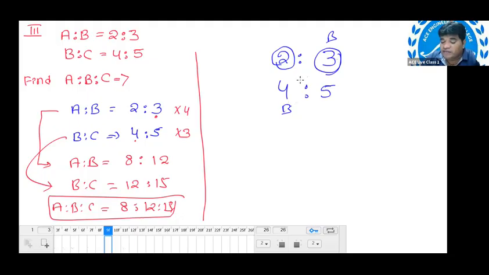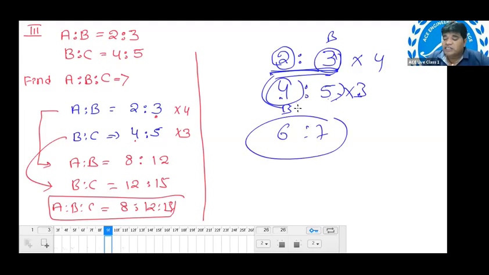So the first equation, 2 is to 3, is multiplied with this 4. The second equation is multiplied with this 3, that is, 3 into 4, 3 into 5. Next, 6 is to 7. After equating these two, we are getting the ABC value.